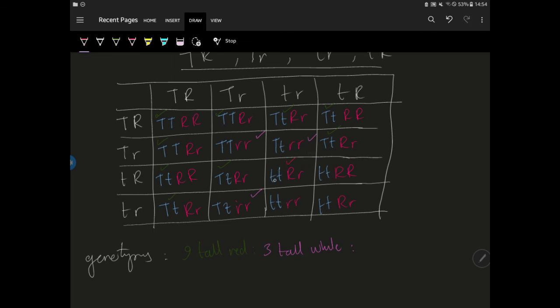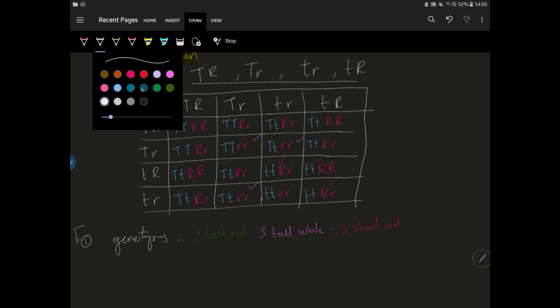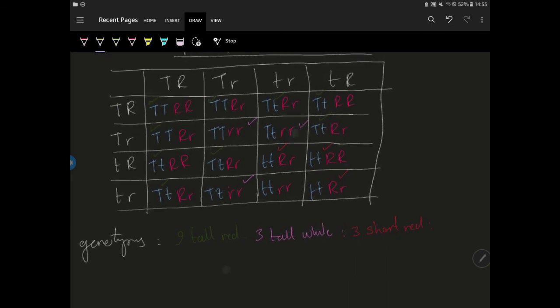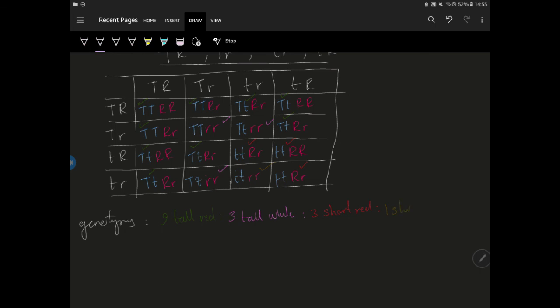So that's going to be short and red. It's going to be short and white, not what we want. Short and red, correct. Short and red, nice, correct. So it's going to be 3 short and red. The only thing that's left is short and white, and there's only one of those happening, right? So we can have 1 short white.